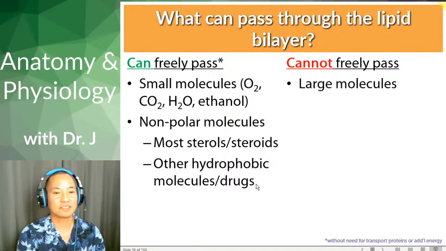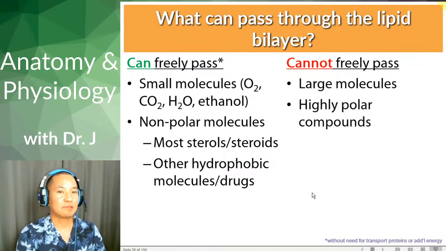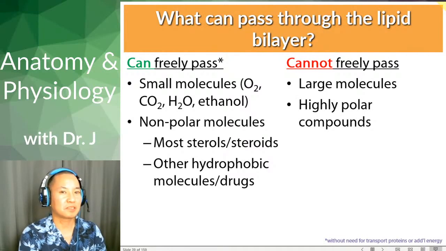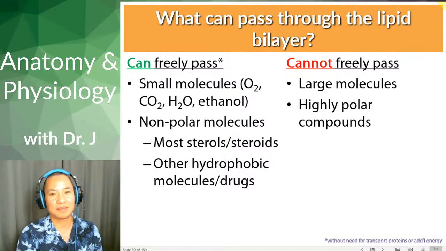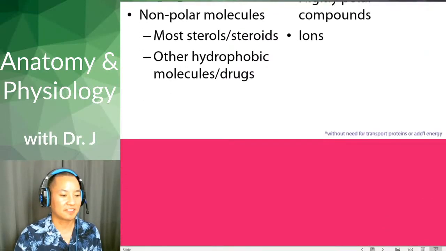Now, large molecules. If something's way bigger than a phospholipid, it's going to have a hard time squeezing between these phospholipids. And highly polar compounds, this is why it's important to know that the inner hydrophobic core of the lipid bilayer exists, because these highly polar compounds have a hard time passing through hydrophobic regions. Things like ions also have strong electrostatic charge, positive or negative.